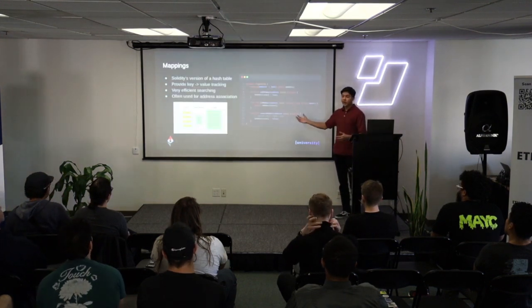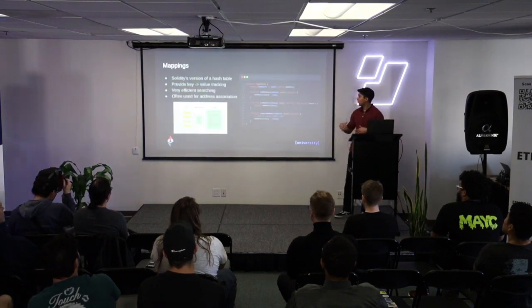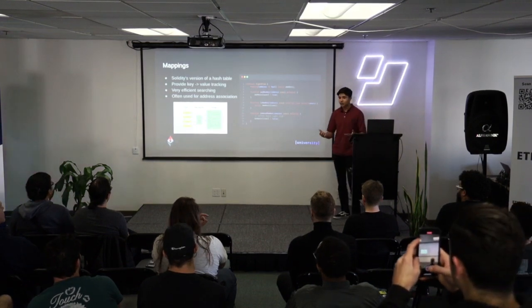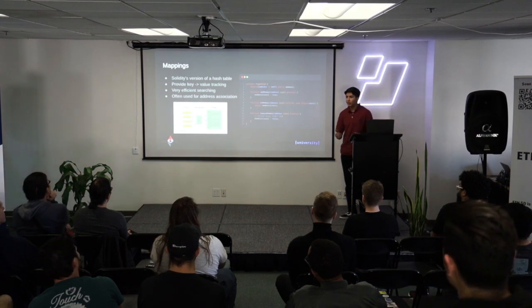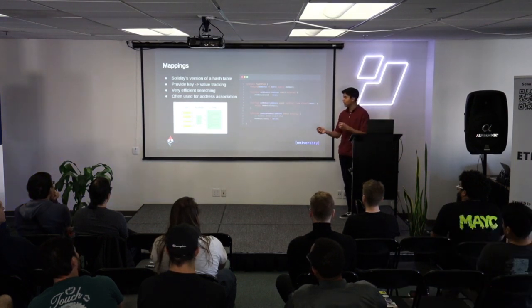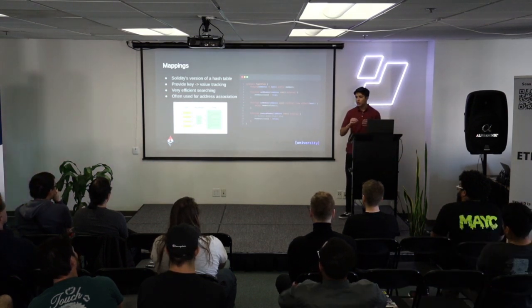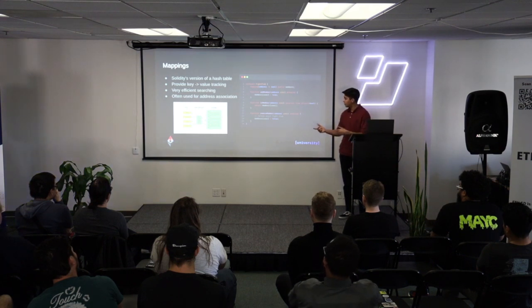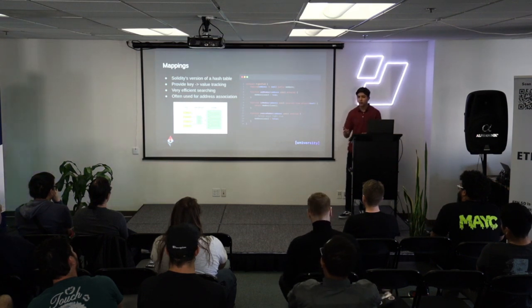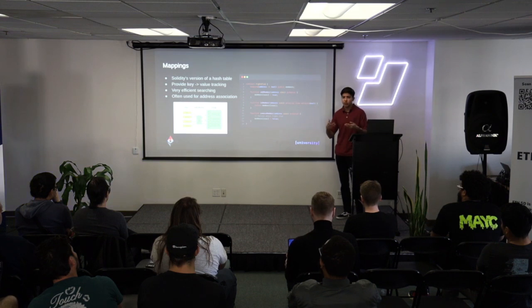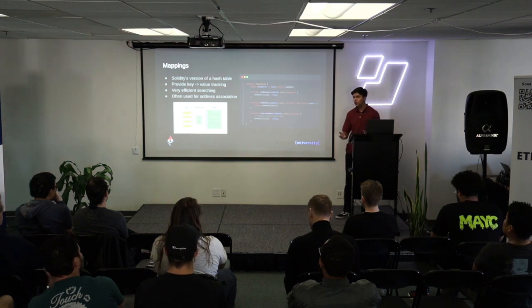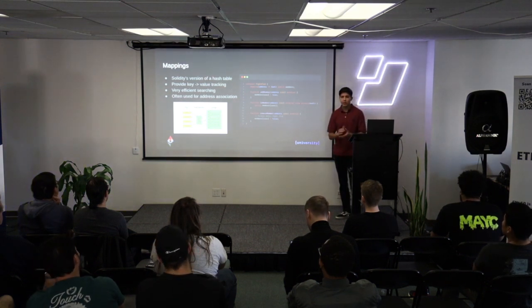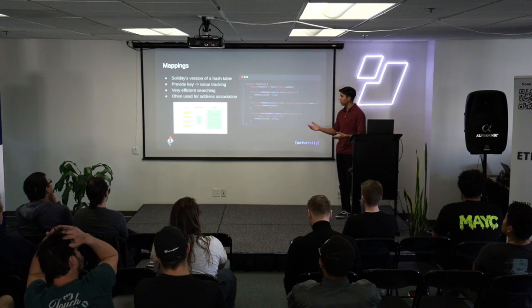So first things first, we have mappings. Mappings are essentially Solidity's version of a hash table. If you're unfamiliar with hash tables, they're a data type that provides key to value tracking. It takes in a key and passes it through a hash function, which spits out an index or a location in storage where the value assigned to the key is stored. Because hash functions are deterministic, every time you pass in the same key, it will always return the same location in storage.